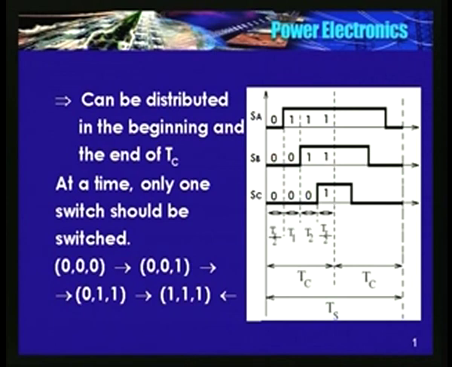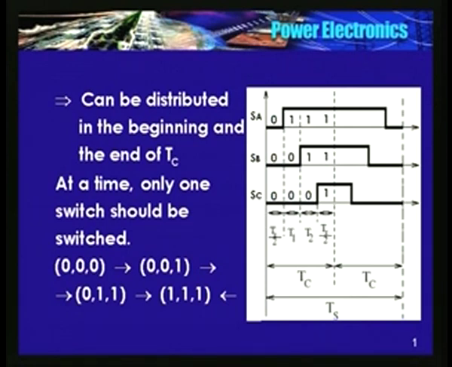So after some time I will turn off the upper device of phase C. I have turned off here the upper device of phase C. Phase A is 1, phase B is 1, phase C is 0. So this is for T2 period, okay. This is for T2 seconds.